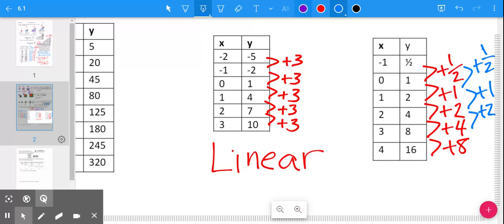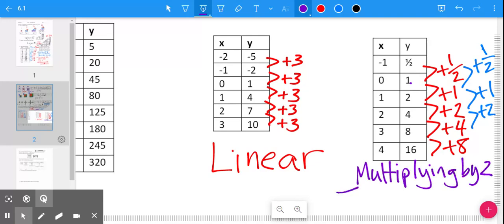So there has to be another way. So instead, we could also look at this as 2 halves makes 1 whole. 1 times 2 is 2. 2 times 2 is 4. 4 times 2 is 8. So in this one, you're multiplying by 2. So it is exponential.